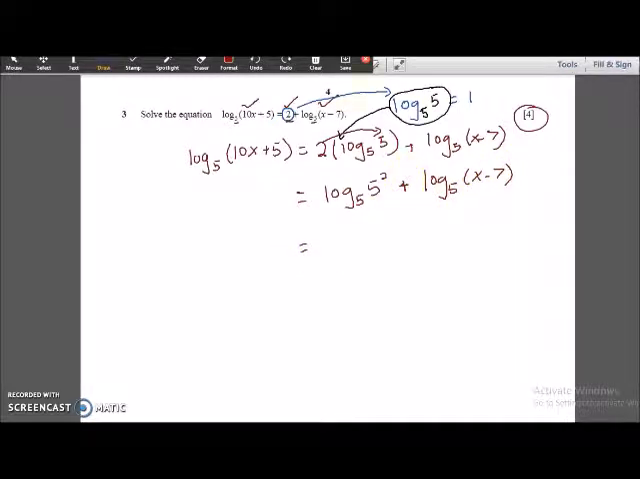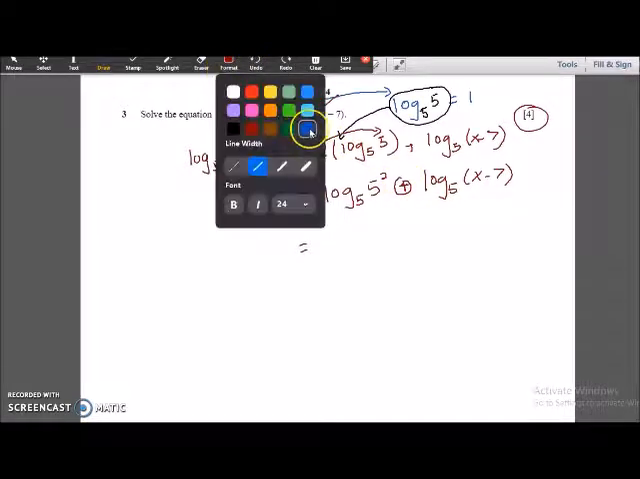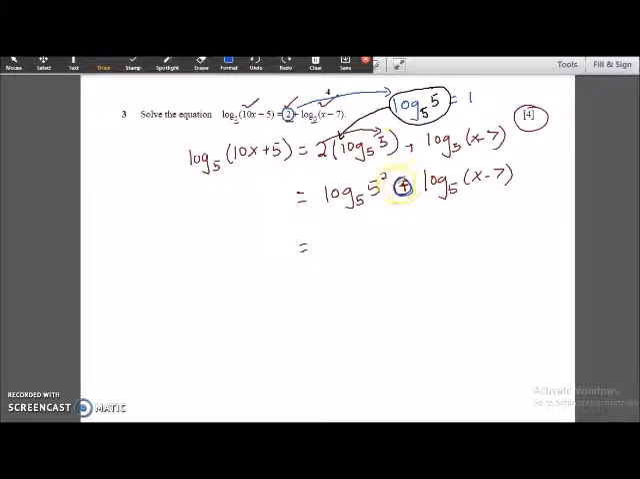Okay, this plus meaning is a multiply. So log 5. Okay, 5 square is 25. So we just write here 25 and we multiply with x minus 7. Okay, and then we just copy paste this one, log 5, 10x plus 5.